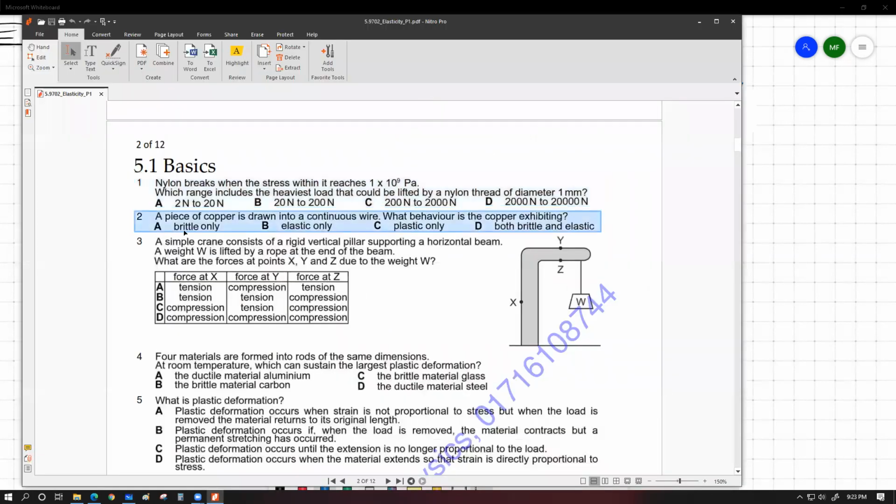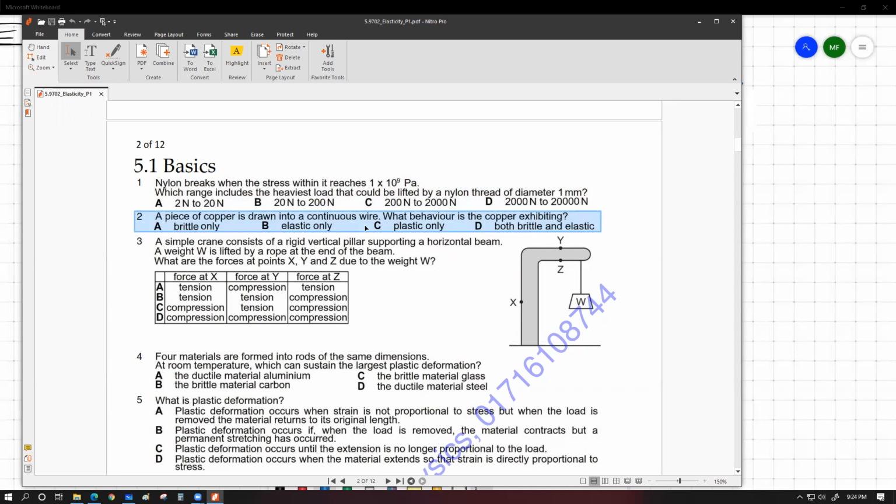তারপর মনে করো এটা আছে, a piece of copper is drawn into a continuous wire, which behavior is the copper exhibiting? Acha, try to answer the question. A piece of copper is drawn into a continuous wire. So what kind of deformation does this represent? You have a piece of copper which was drawn into wire. Are we talking about elastic deformation or reversible deformation? Are we talking about plastic deformation or permanent deformation?